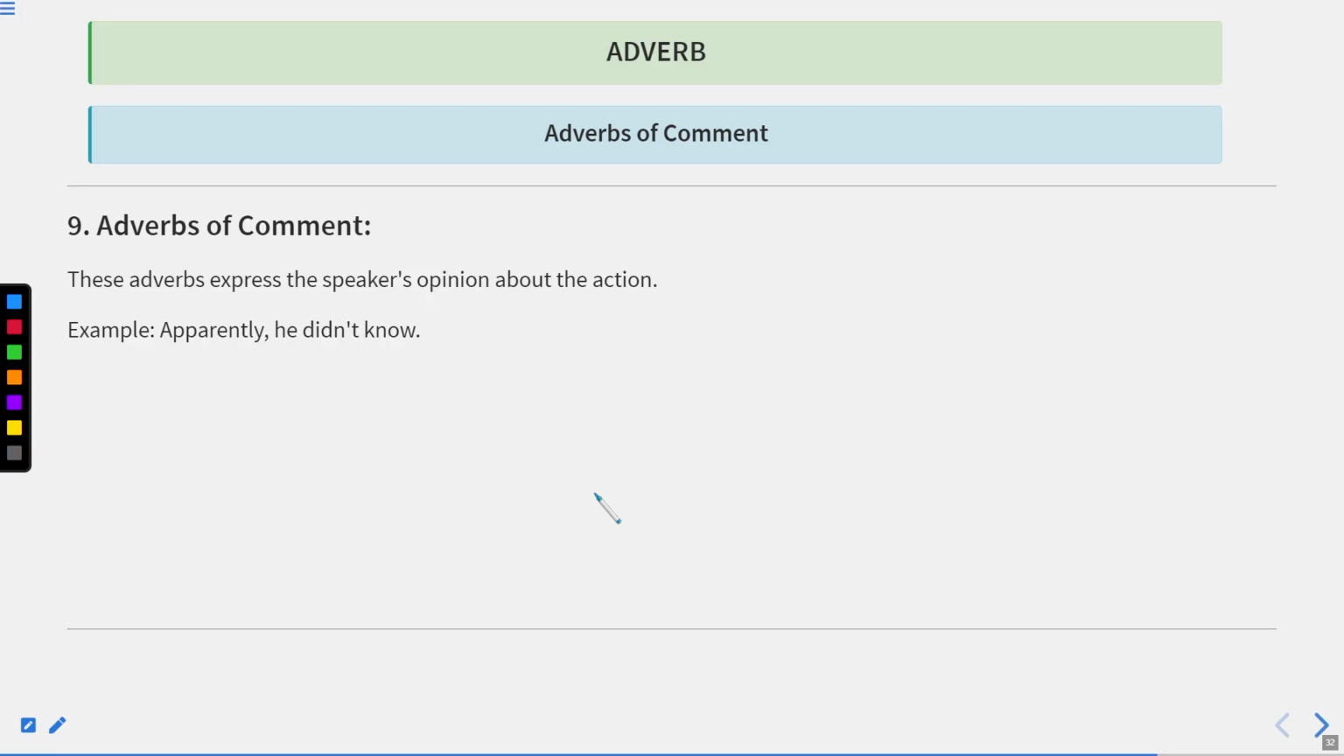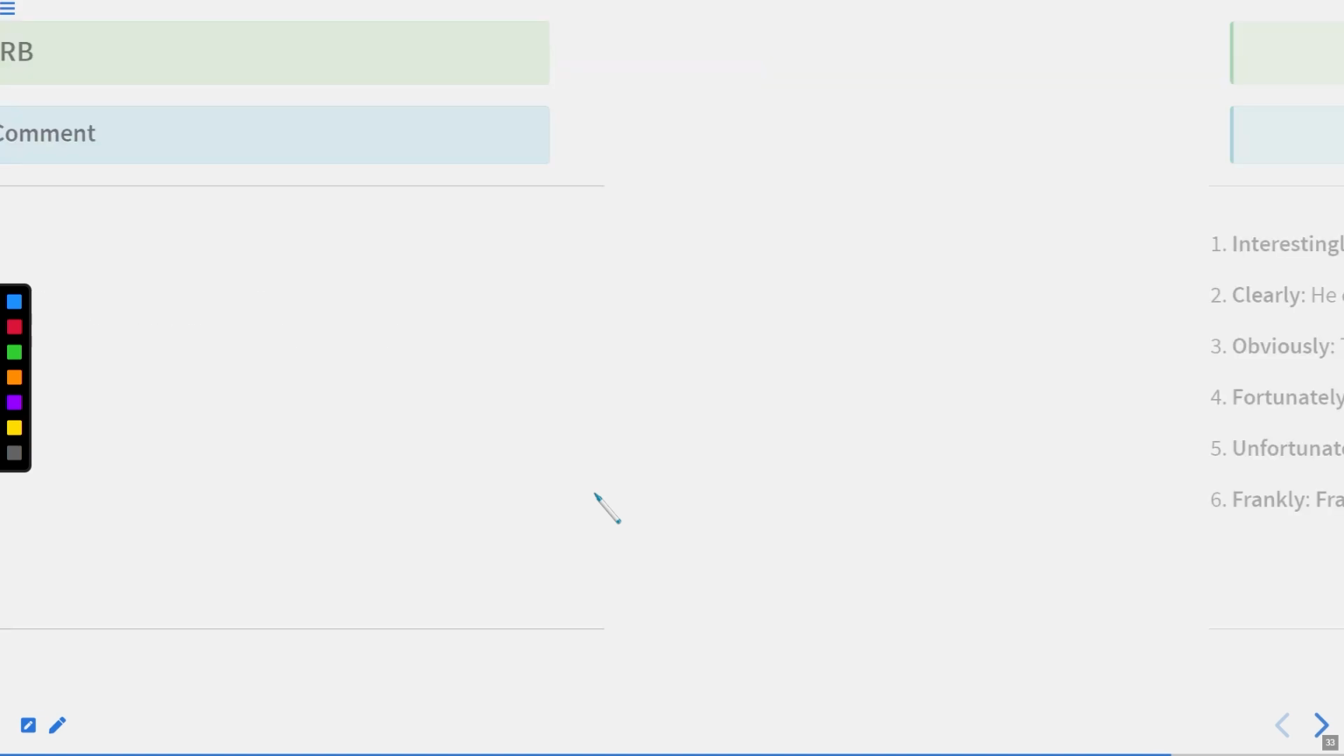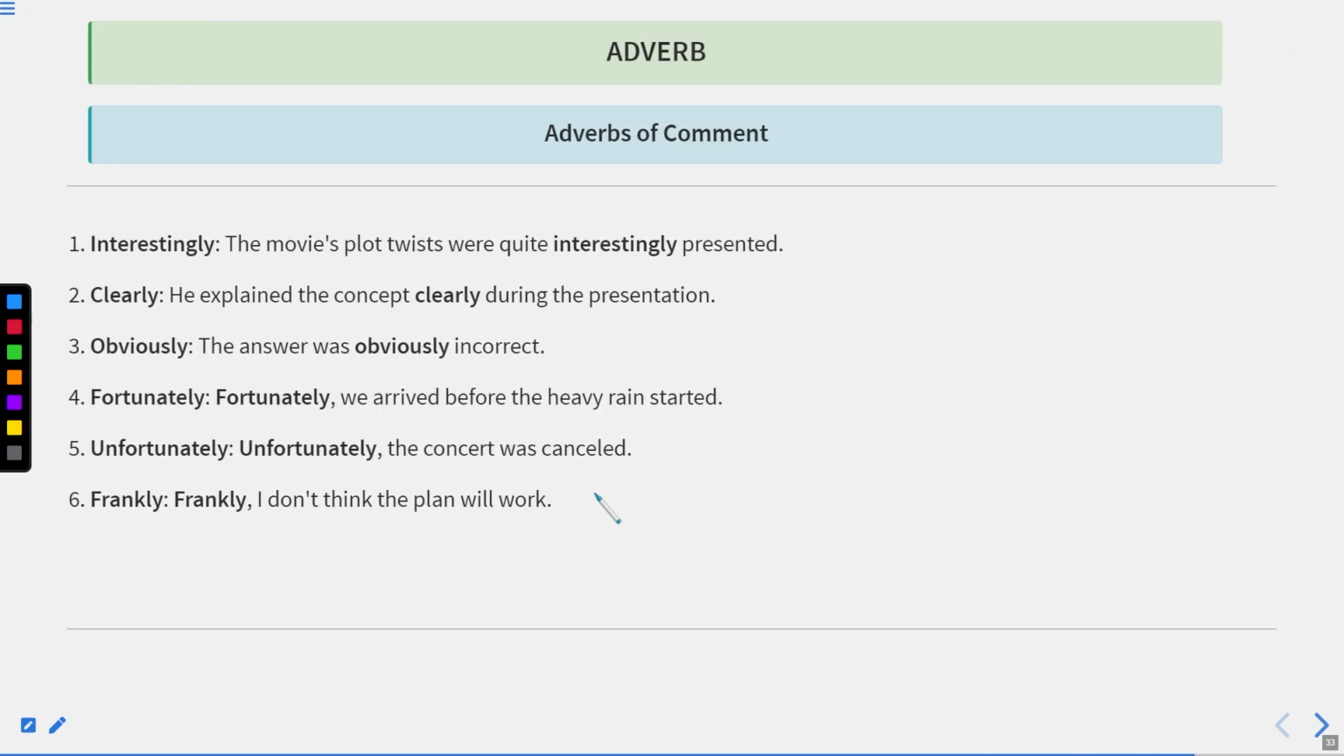So this is another type of adverb. These adverbs express the speaker's opinion about the action. For example, apparently he did not know. So apparently is the adverb of comment.